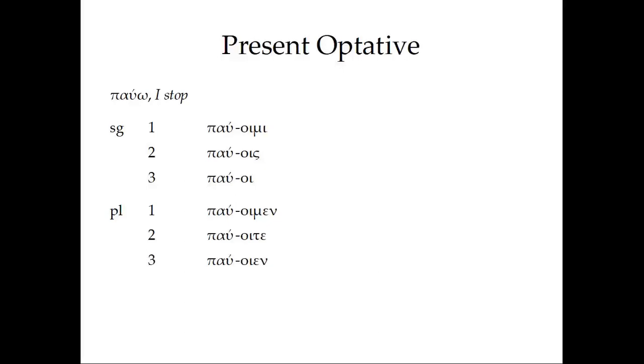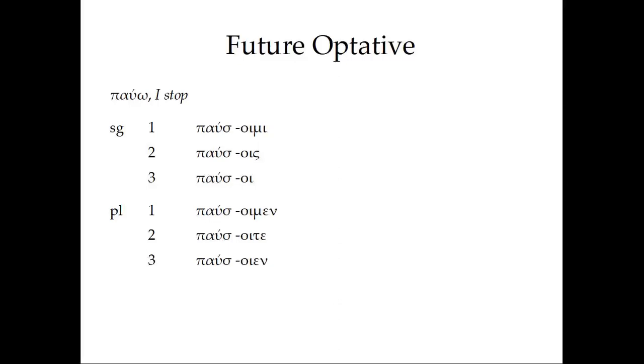Moreover, we are going to do the future. All we're going to do is plug in that sigma, which is again a characteristic of the future tense, to get our future optative. No difference to the changes, no difference to the endings, just as we saw no difference between the endings of the present indicative and the future indicative. Just that sigma added to the stem.